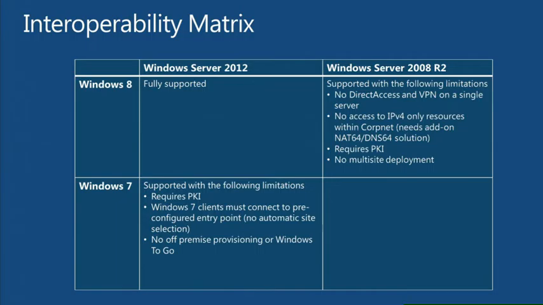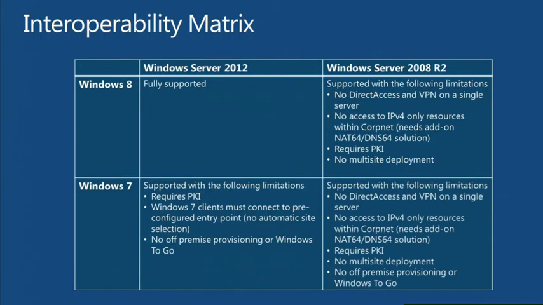When we talk about Windows 8 clients going against a Windows Server 2008 R2 server, they're supported, but you can't have DirectAccess and VPN on a single server. Further, we don't have DNS64, NAT64 built into Server 2008 R2. We do require PKI, and there's no capability for multi-site. Those are new features for Windows Server 2012, so we don't have them in 2008 R2. And finally, for Windows 7 and Server 2008 R2, there's no multi-site, no off-premise provisioning, and no DNS64, NAT64. So you get the idea.